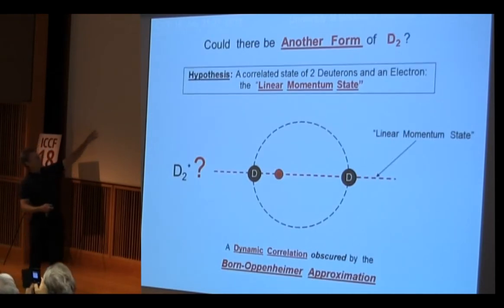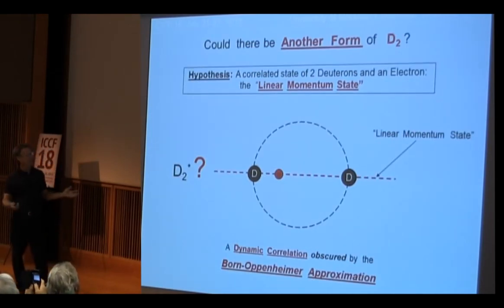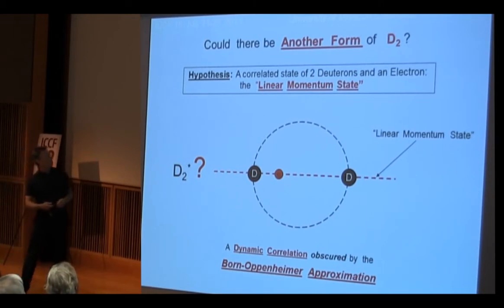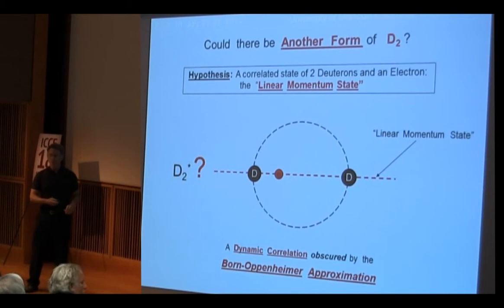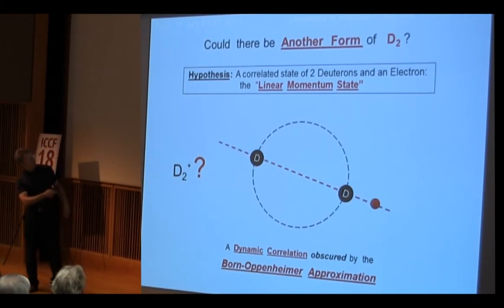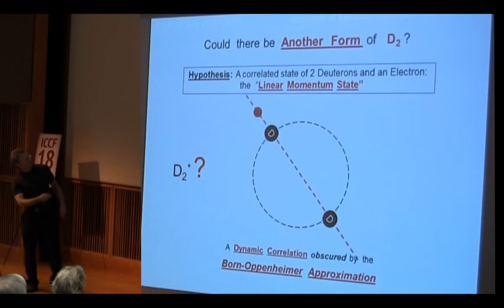So could there be another form of D2? Well, I think there is. My hypothesis is there's a correlated state of the two deuterons and electron that I call the linear momentum state. And it's a dynamic correlation obscured by the Born-Oppenheimer approximation. And basically what it is, it's an oscillation of the electron back and forth like that.